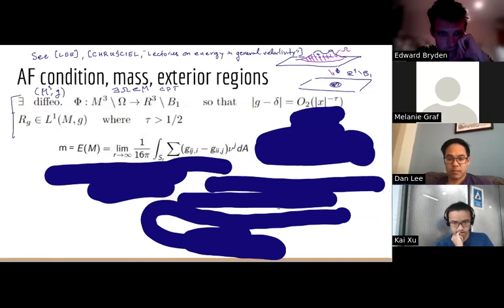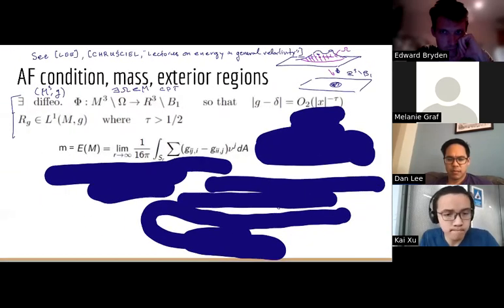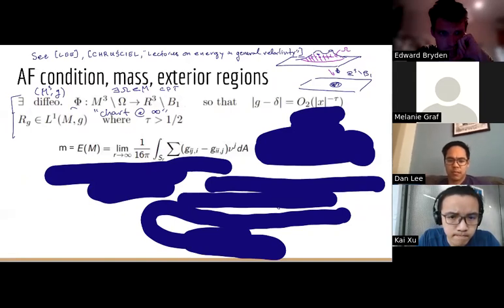To articulate that, there's a little toy picture. We say that there's a diffeomorphism, a coordinate chart at infinity. Maybe you can write that down: chart at infinity. It's a diffeomorphism from the complement of some compact region Omega to the complement of a ball in Euclidean space.